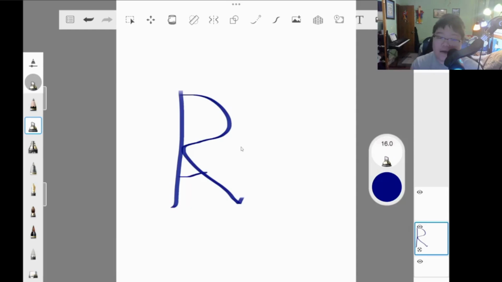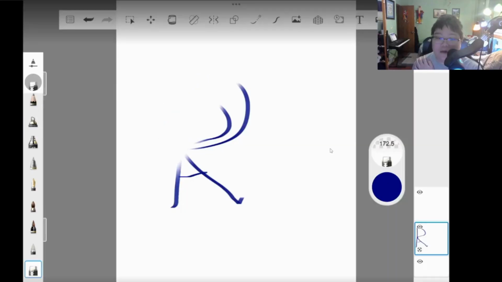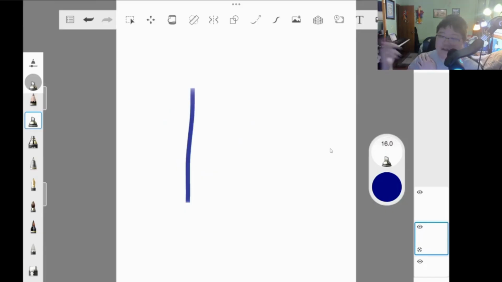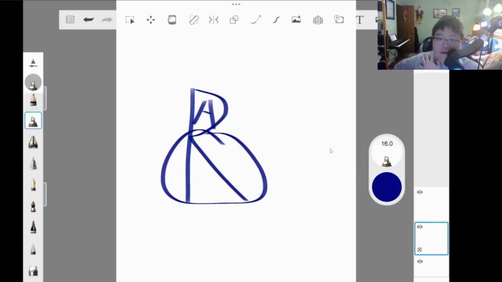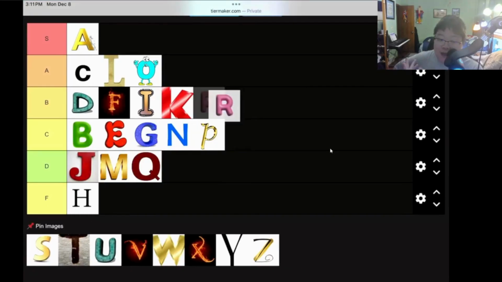Anyways, R. Again, you could try to make an A out of the bottom half, but then you have the top D. You can make it like a double A, A on top, A on the bottom, but that's not going to work, right? That's just going to be horrible. What do you even do? I don't know. But since you can kind of make an A, I'm going to put it in B tier, even though it probably should have been lower.